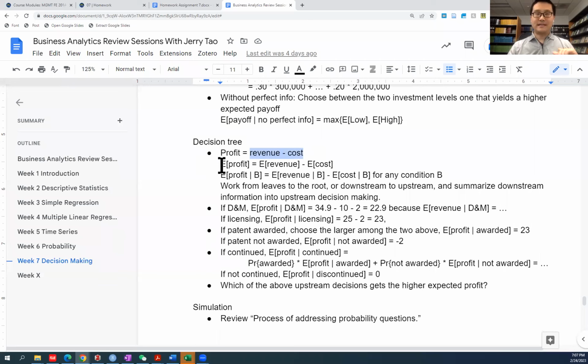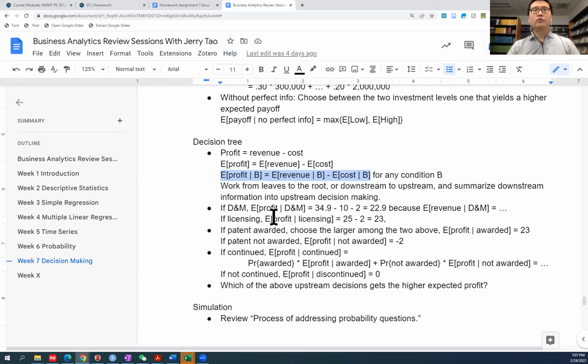When we take expectation, when I mention expected profit, which depends on whether we continue the project or not, it's simply the expected revenue minus the expected cost. And if we must condition this expectation on some other event, this event could be any decision we make throughout the decision tree. For example, whether the patent was awarded, whether we did licensing or the development and manufacturing or marketing. Then we simply take the conditional expectation.